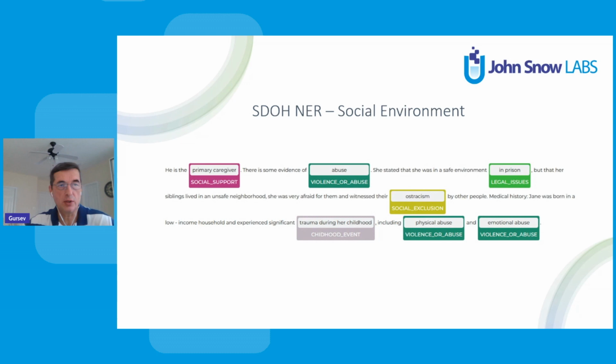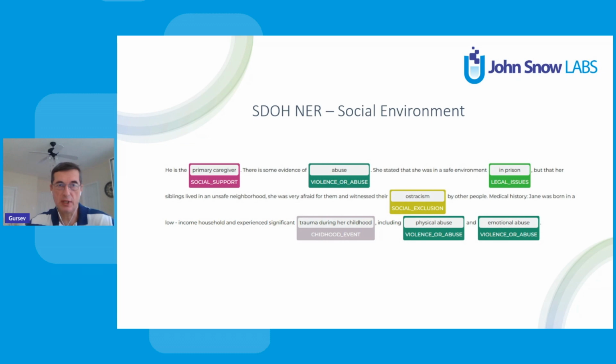So you see that the social support and violence or abuse are extracted. For legal issues, the person is in prison, so it was extracted. And physical abuse or emotional abuse, they are all extracted. And you may say, okay, why don't I see the gender, because there are a lot of she, he words here. But remember, this model only gets you the social environment type of entity.